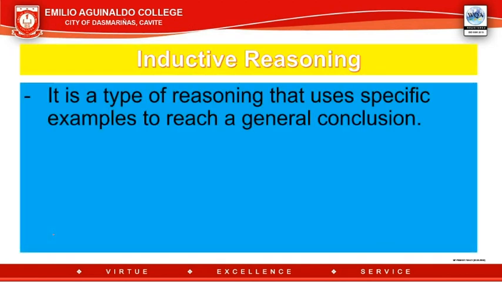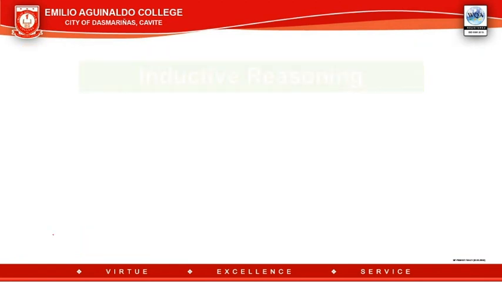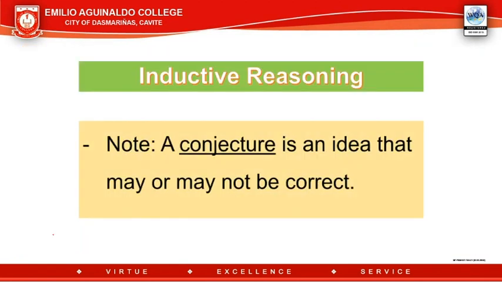Inductive reasoning, it means it is a type of reasoning that uses a specific example to reach a general conclusion. So mostly it is just done based on observations of these examples. The conclusions formed by using inductive reasoning is called conjecture. Okay, note that a conjecture is an idea that may or may not be correct.